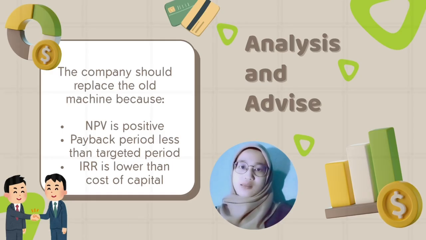From our analysis, Zain Life Sdn Bhd should replace the old machine because NPV is positive, the payback period is less than the target period, which is 4 years, and the IRR is higher than the cost of capital, which is 10%.